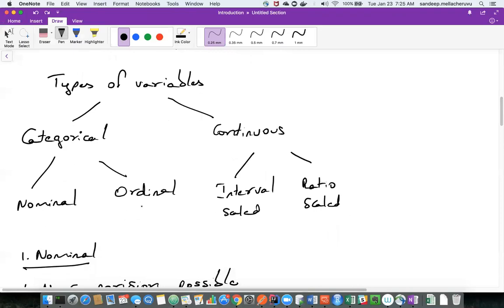Whenever you identify each variable into one of these buckets, then you can easily identify whether it is categorical or continuous. So in this case, nominal and ordinal are always categorical. Interval scaled and ratio scaled are always continuous. So if you remember this part, once you identify the variable, the rest of things are put in place.